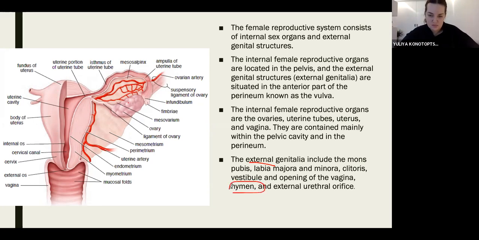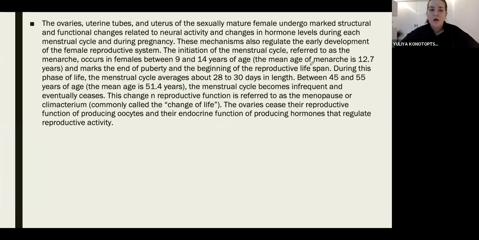Hymen, right? Very important thing in some cultures, and external urethral orifice as well. Okay, basically your female reproductive organs, like your ovaries, uterine tube, uterus, they are always undergoing some kind of changes. And these changes are related to the neural activity and to the hormones. So constantly there is something happening in the female reproductive tract, and it is regulated by some kind of neurons or some kind of hormones.